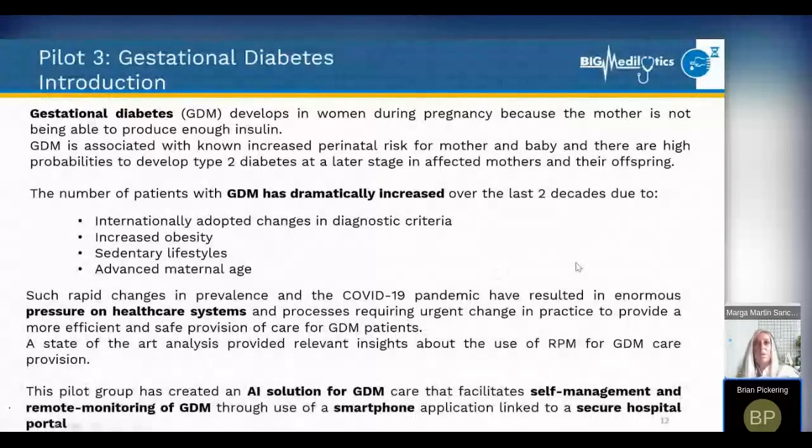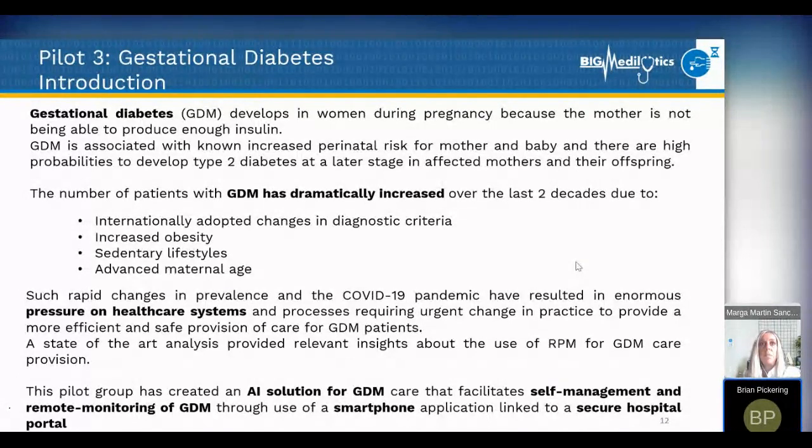Okay, so as Klemens has some connection issues, we will go to the next pilot. This is pilot 3, which targets the gestational diabetes, which is a disorder which develops in women during pregnancy because the mother is not being able to produce enough insulin. GDM also represents a major public health concern, as the affected mothers have a high probability to develop type 2 diabetes at a later stage in life.